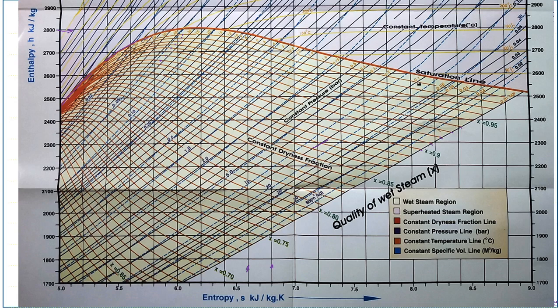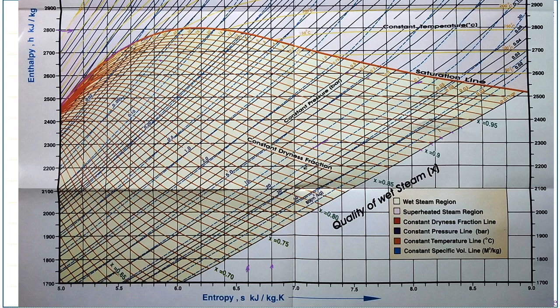The point given here, 0.1, is the constant pressure of 0.1 bar. So this line represents a constant pressure of 0.1 bar. The next line is 0.2 bar, then 0.3 bar, 0.4 bar, 0.5 bar, 0.75 bar, 1 bar, then 1.5 bar. This is how these dark lines represent constant pressure lines.